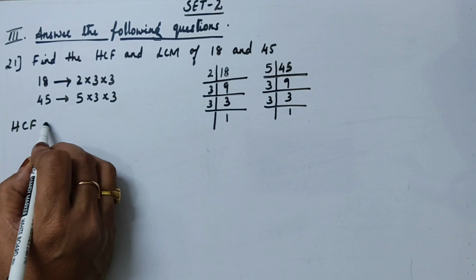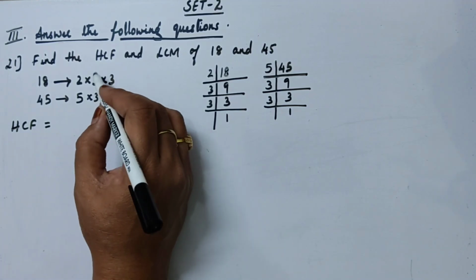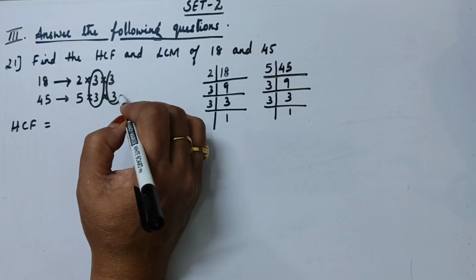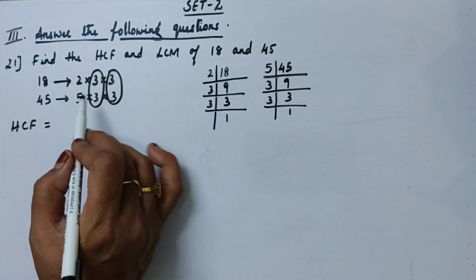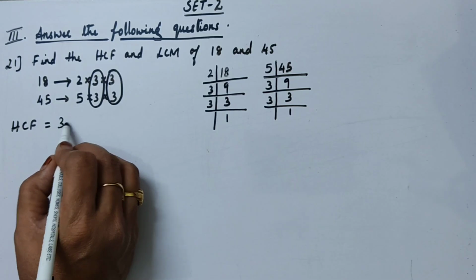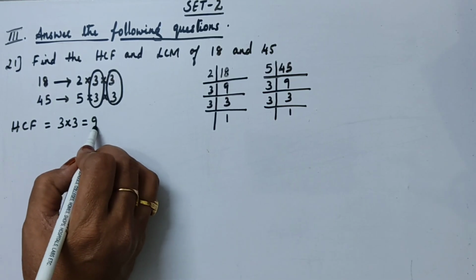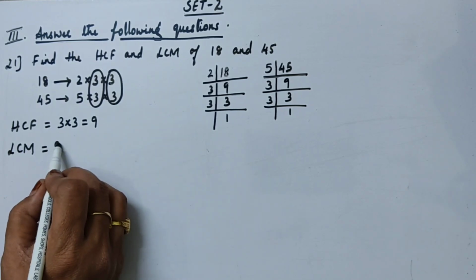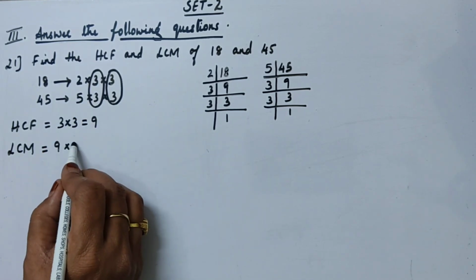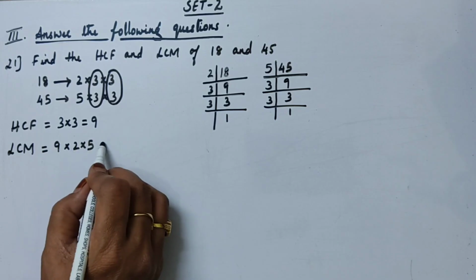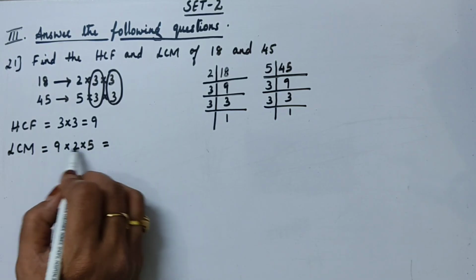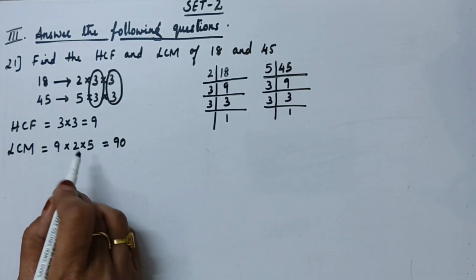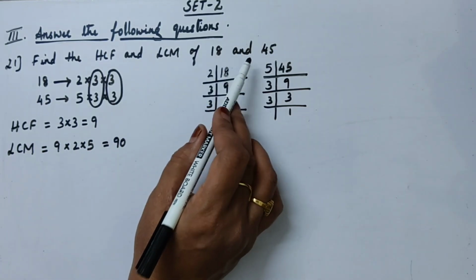HCF: the common factors. So 3 is common, here also 3 is common, right? 2, no. 5, no. So 3 into 3 equals 9. LCM: let us write the HCF first and the leftover terms, 2 into 5. 2 5s are 10, 9 10s are 90. 90 is the LCM of 18 and 45.